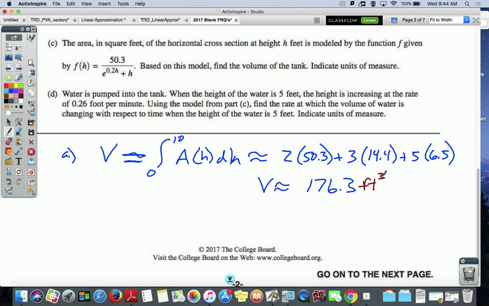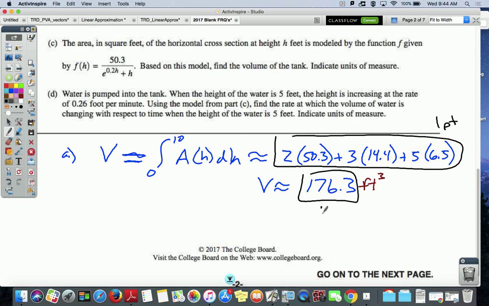Okay, where do the points come from in this? The points come from using the Riemann sum. So that's going to be this part right here. That's going to be worth a point. And then you're going to get 1 point for your actual answer.